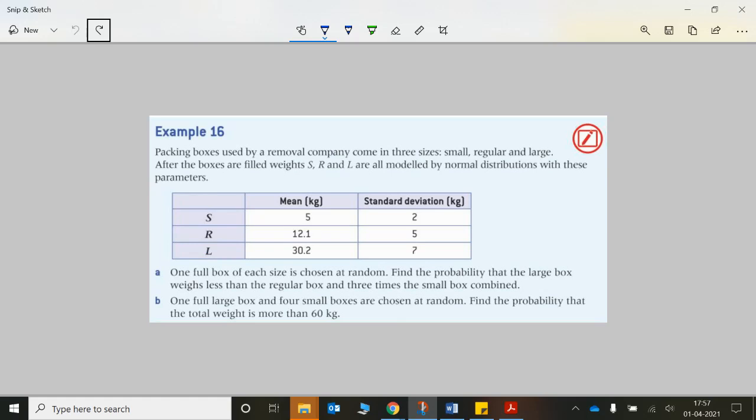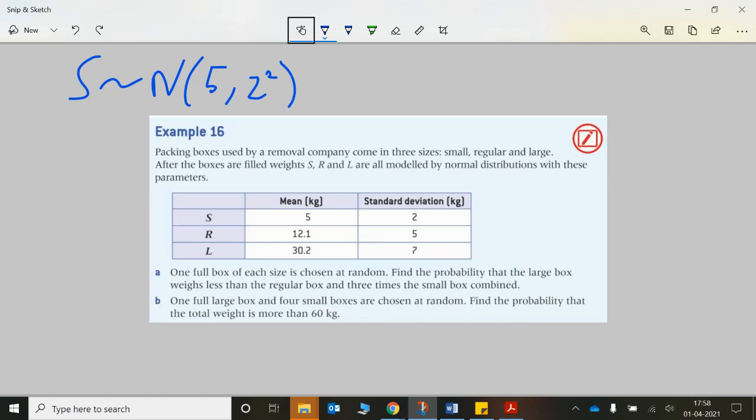After the boxes are filled, weights S, R, and L are modeled by normal distributions with these parameters. So standard deviation and the mean in each of these cases. For example, S follows a normal distribution of mean 5 and standard deviation 2, so variance 2 squared. It says 1 full box of each size is chosen at random. Find the probability that the large box weighs less than the regular box and 3 times the small box combined. So there's a new variable that they're coming up with here.